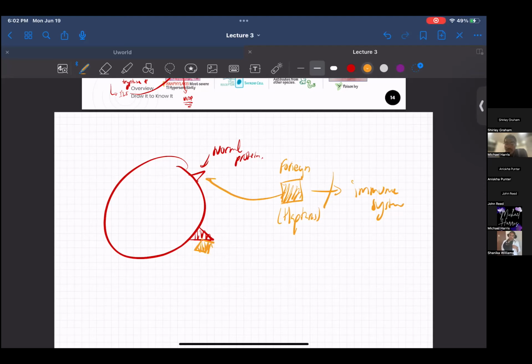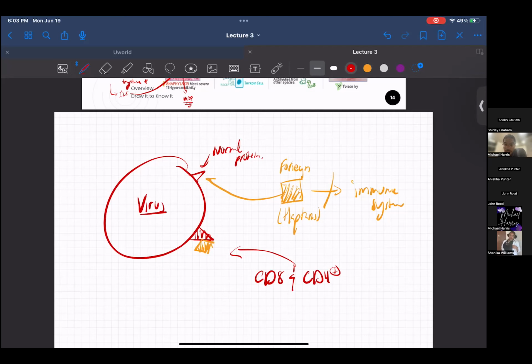So now it's big enough for the immune system to recognize it. This is why you get a CD8 and CD4 response, because essentially it looks like this cell has a virus in it. You have an abnormal protein presented on the surface of the actual normal cell.